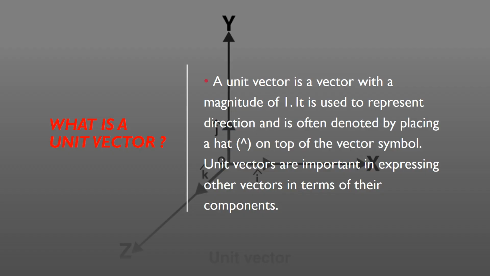What is a unit vector? A unit vector is a vector with a magnitude of 1. It is used to represent direction and is often denoted by placing a hat on top of the vector symbol. Unit vectors are important in expressing other vectors in terms of their components.